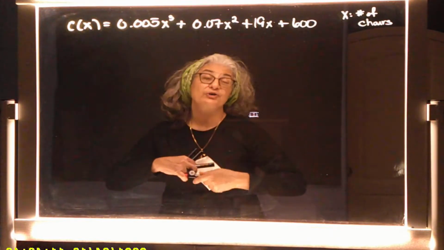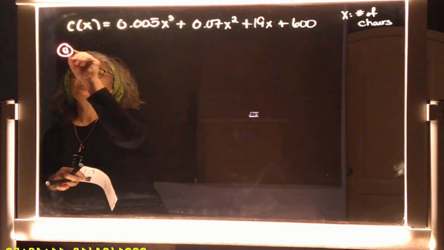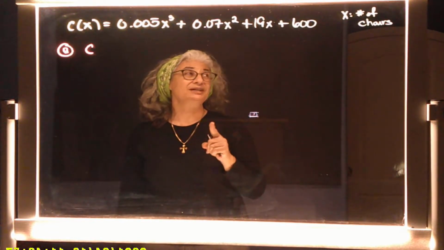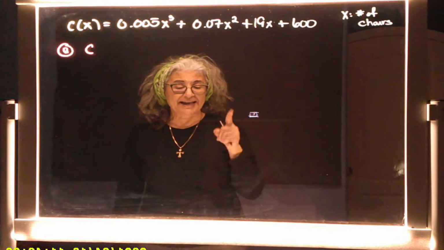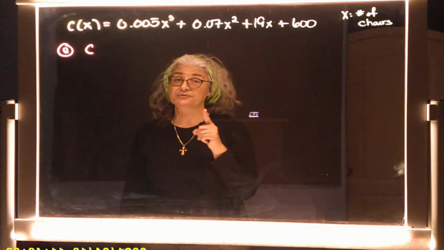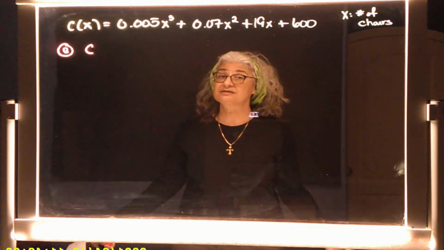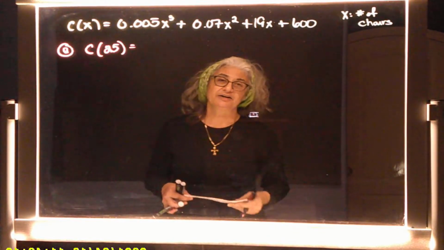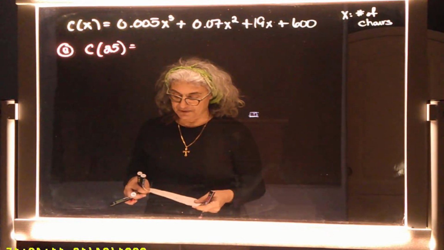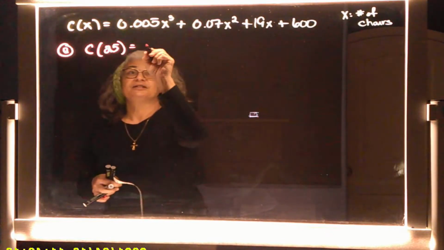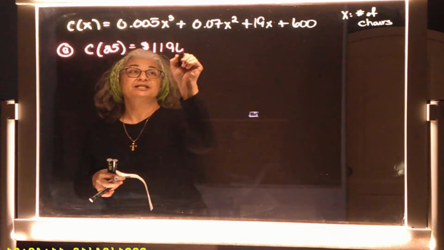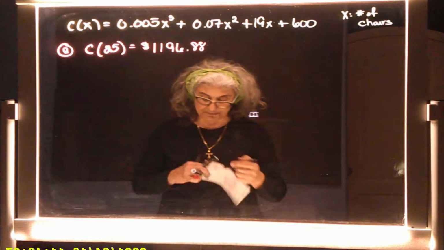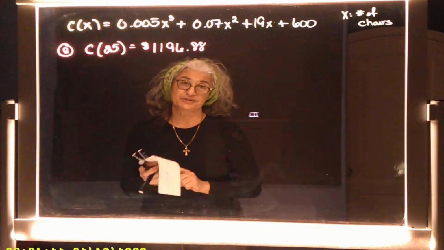So part A wants to know the current monthly cost. There's my cost function. So what did they tell us that they're doing monthly? Because X represents the number of chairs. Yeah, they're currently producing 25 chairs per month, aren't they? So to find the current monthly cost, you're going to plug 25 into that third degree polynomial that they gave you. All right, take a moment or two, figure it out. What'd you get? Lovely. I got the same thing, $1,196.88. Cool. Good. All right, that one's pretty straightforward.